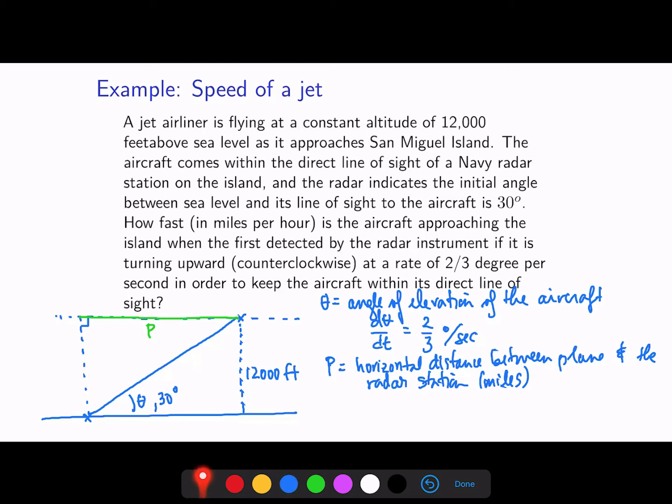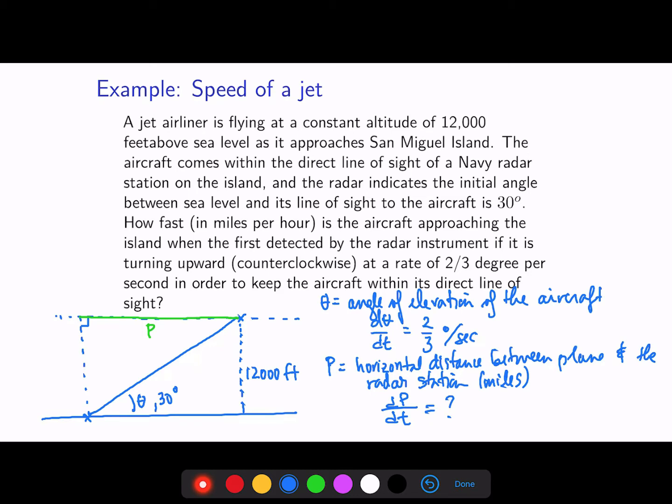Now notice we're given that the angle of elevation is changing at a rate that's written in terms of seconds, and we're going to want to convert that at some point to hours, since we need to have a unit of per hour here. So just file that away. It looks like we want a formula that relates theta and P in such a way that when we implicitly differentiate it, we get an expression d theta dt and an expression dP dt, because that is going to be the velocity of our plane.